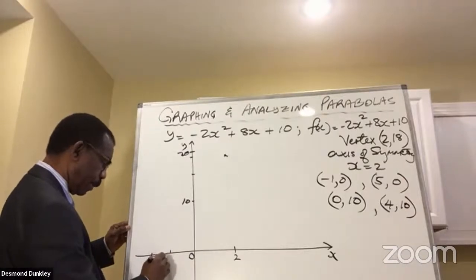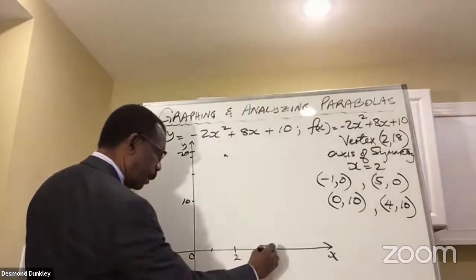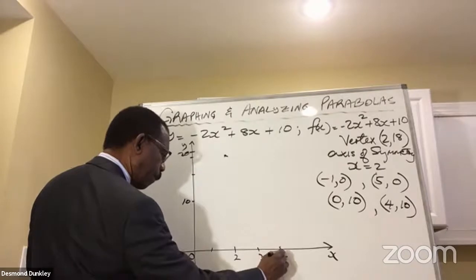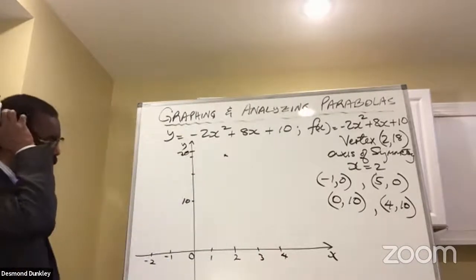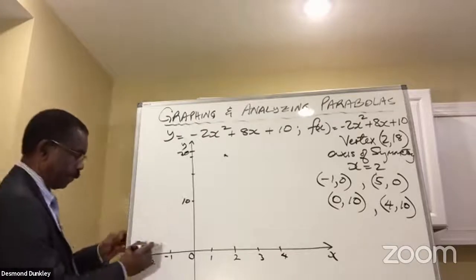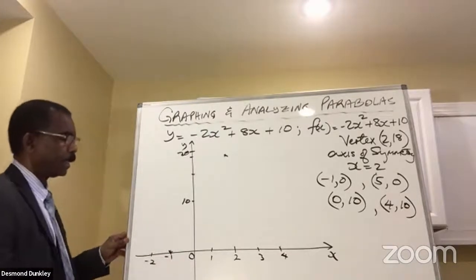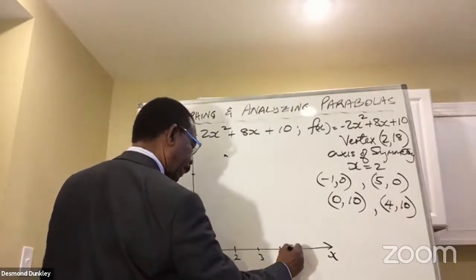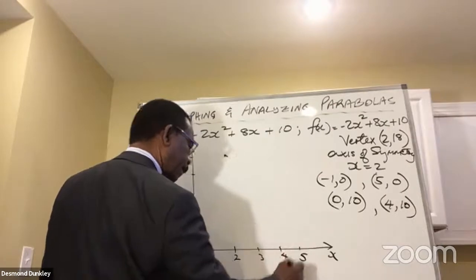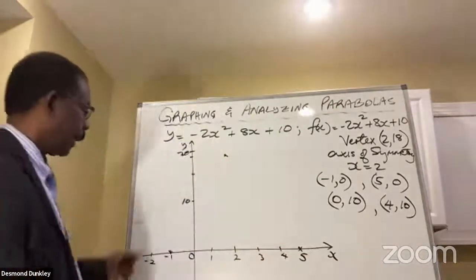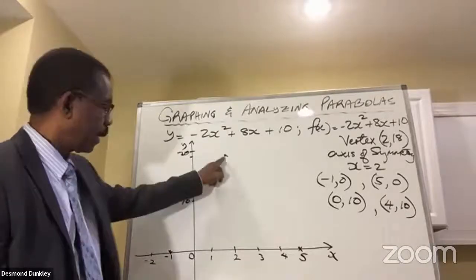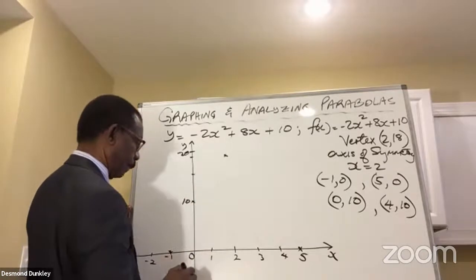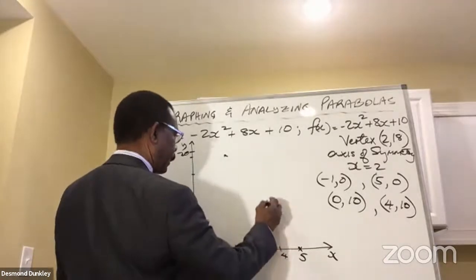Our x-intercepts are -1 and 5. So this is -2, -1, this is 1, this will be 3, 4, 5. Let's rock and roll. You have (-1, 0) as one of your intercepts, and the other one is, sorry, we need to go to 5, so (5, 0). Check it out. Here, here, here, here. And then we have 2 more points: (0, 10) and the next one is (4, 10).